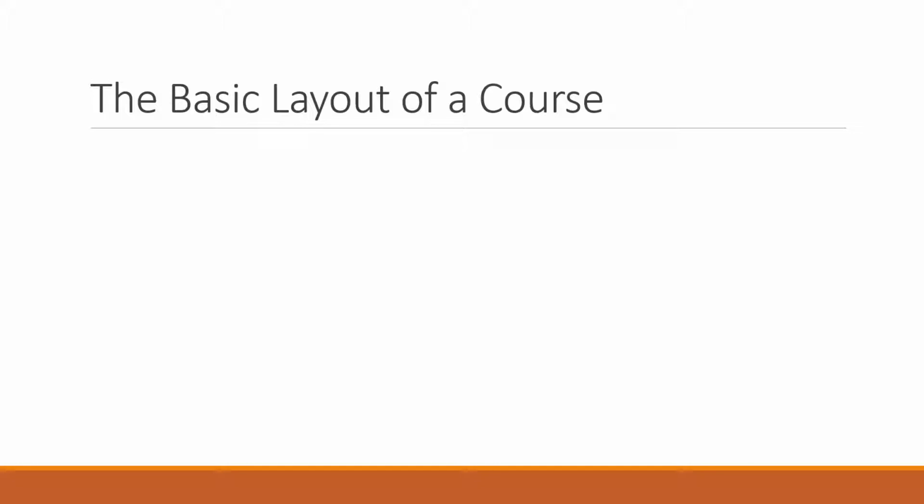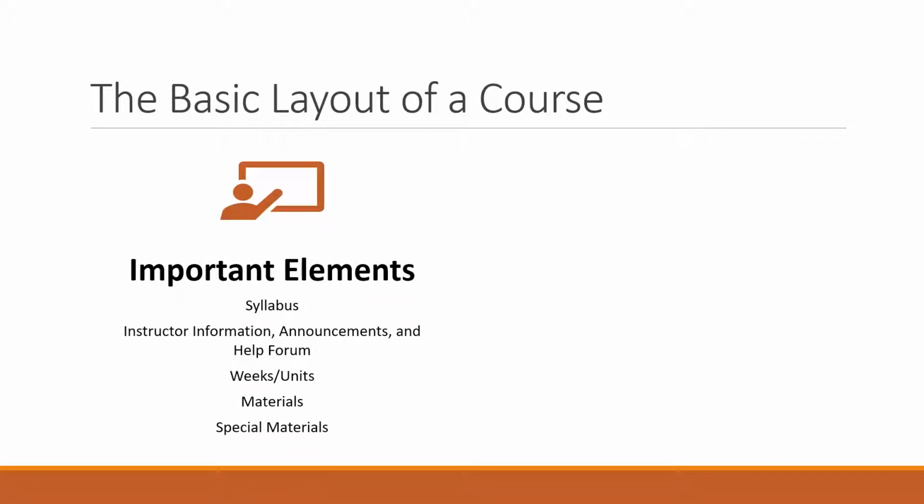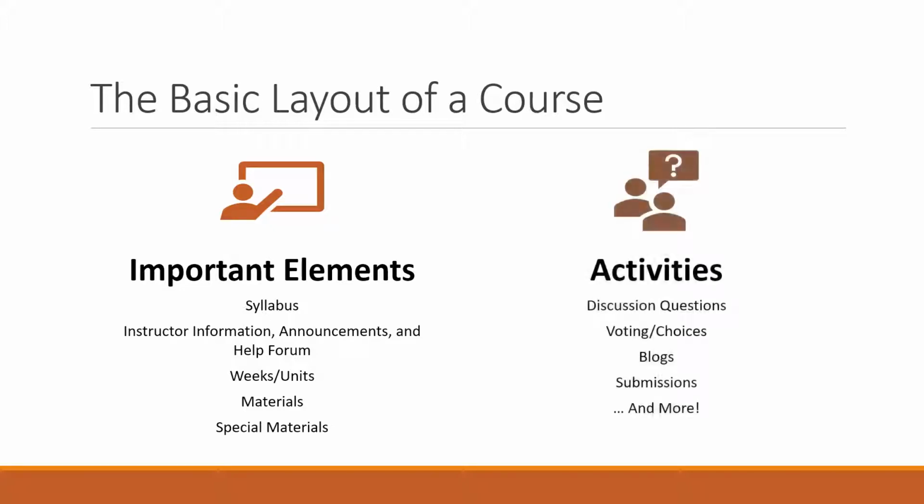There are two major components for the layout of a course. The first one is the important elements. These are things such as the syllabus, instructor information, announcements, and other things you see on the left. The second most important component is the activities. These activities involve discussion questions, voting or choices, blogs, written submissions, and more. You should expect to see both components appear across all courses.